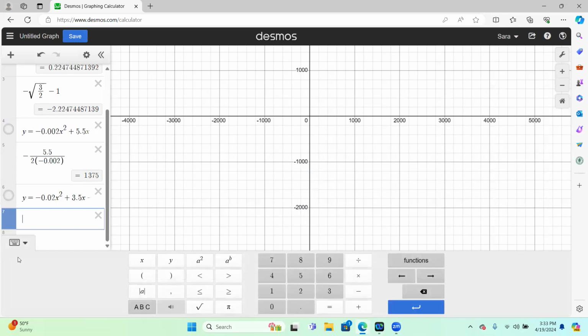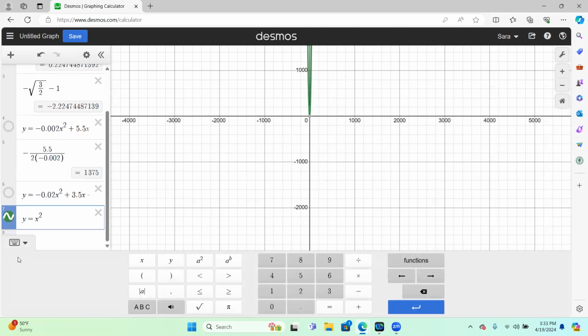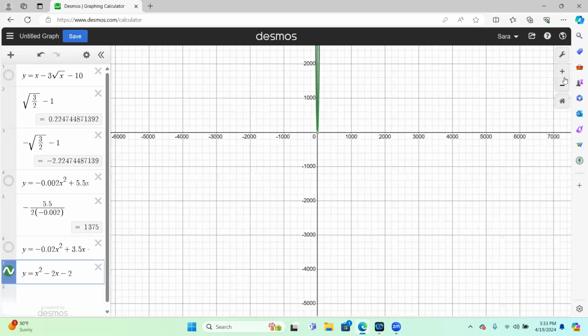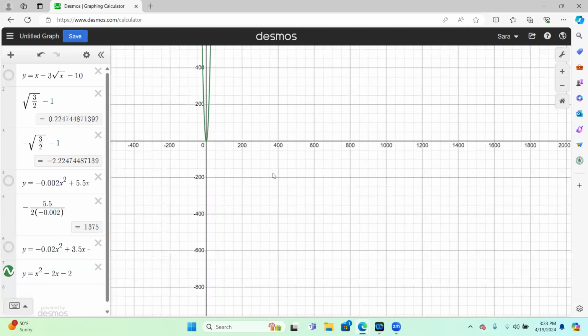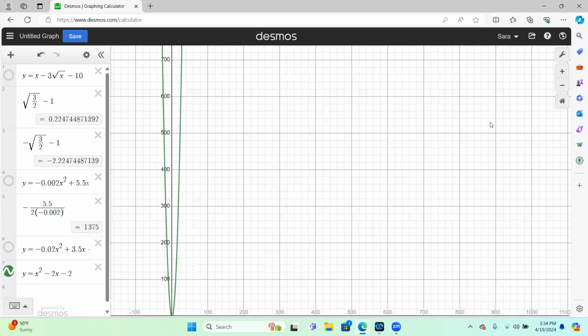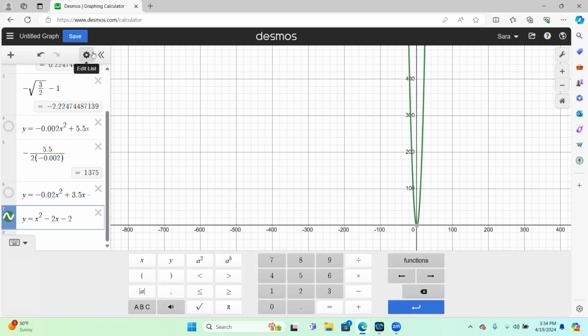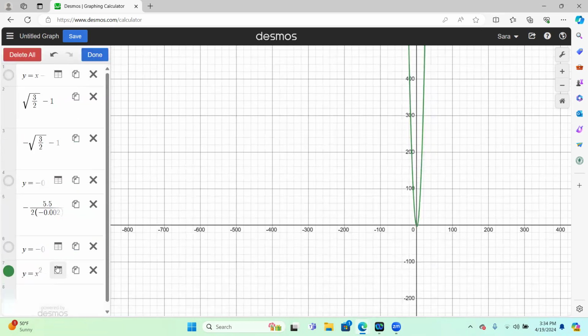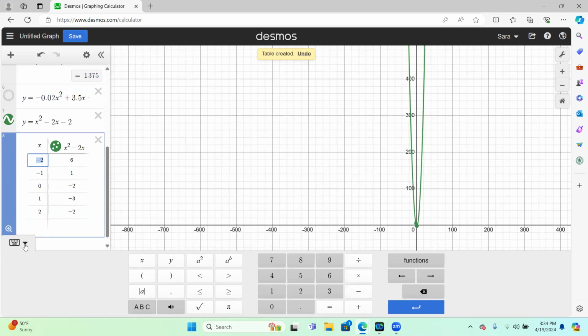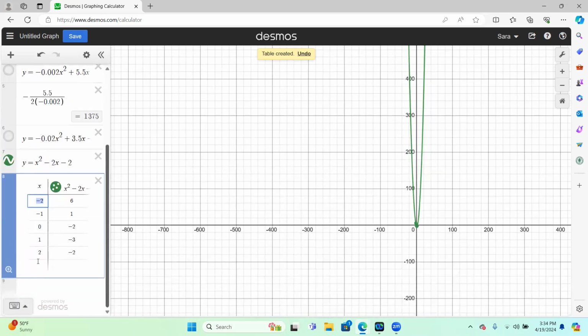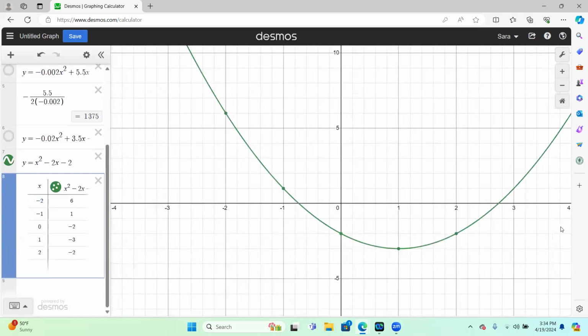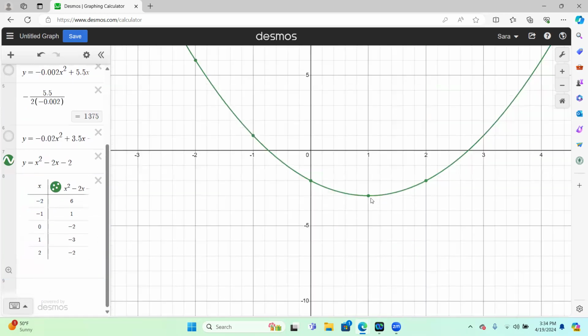So I have y equals x squared minus 2x minus 2. Oops. And I'm going to adjust my scaling. So to do that, I'm going to click on my graph over here on the left and go up to the gear and have it make a table. Because if I have it make a table for this equation, then I can hit the magnifying glass and it'll do that for me. So I can validate the vertex is right there at 1, -3.